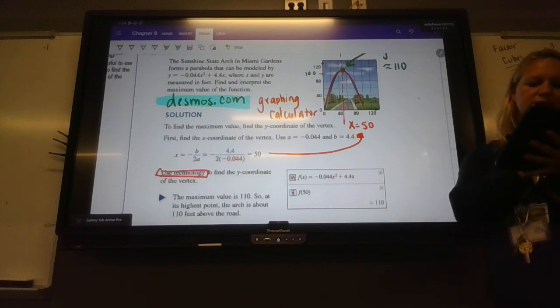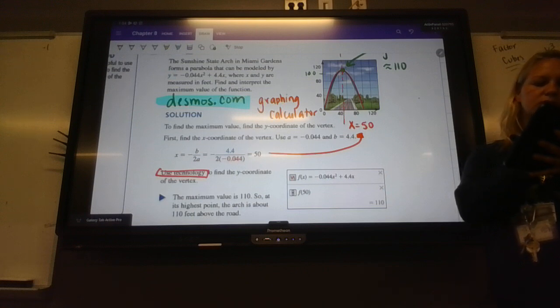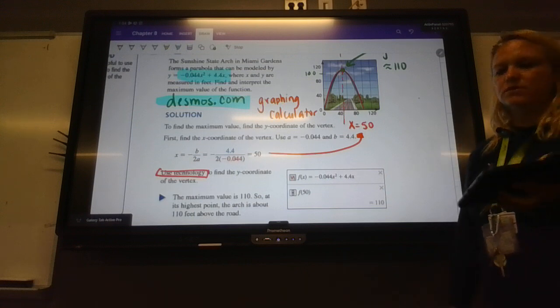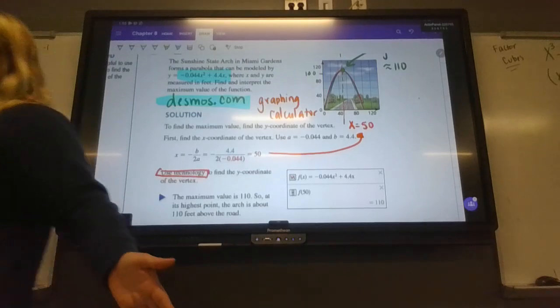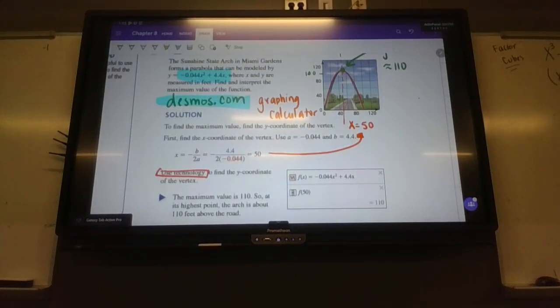It's actually this one here. Don't do the y equals. Desmos.com graphing calculator. So we did this about 2 weeks ago. Yeah, you're on the scientific. We did Desmos.com graphing calculator 2 weeks ago. We're back at it.